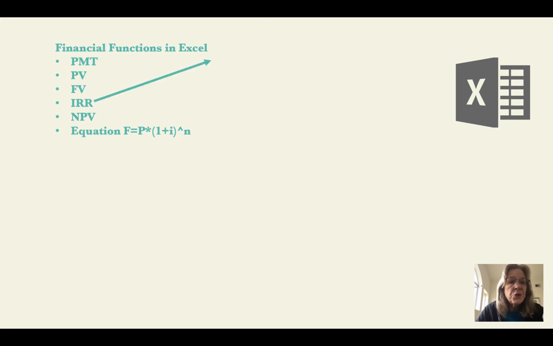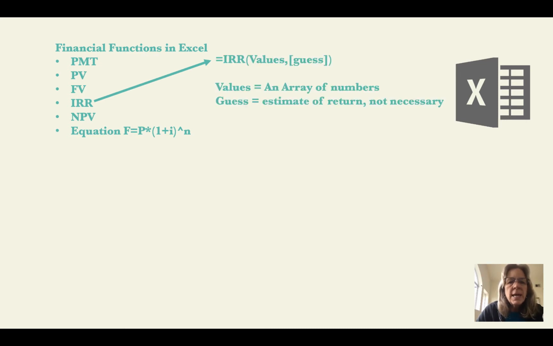The next one is internal rate of return. And we're going to talk about this a little bit further in more detail, these next two, especially internal rate of return and net present value, when we talk about valuation. But it also relates to some of the simpler questions that we are asking. So IRR has two inputs. One is an array of numbers, so a range in Excel, and then an estimate of return. But that particular one is not necessary. Most people just do the range of values and figure out what the internal rate of return is.